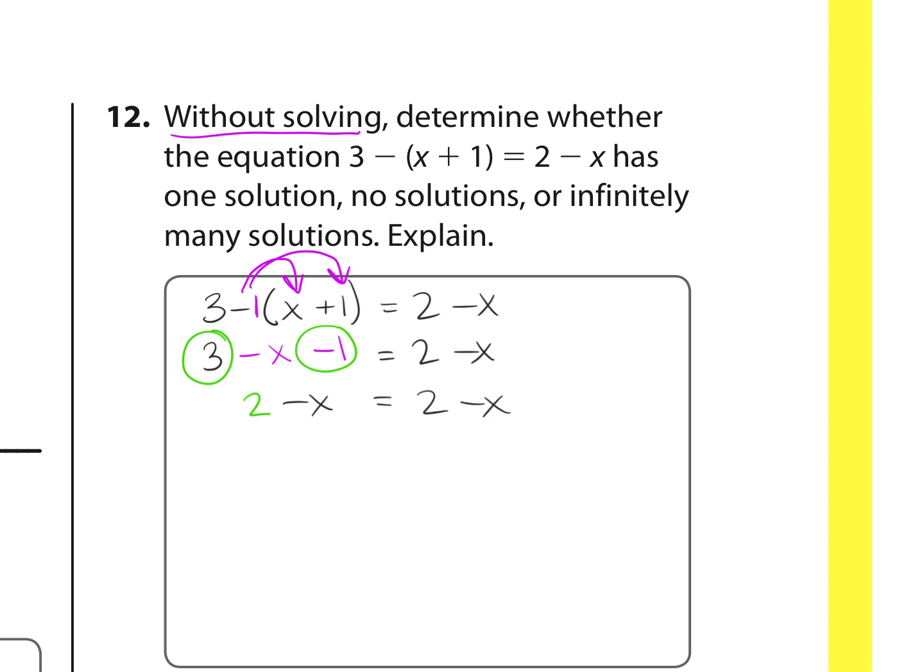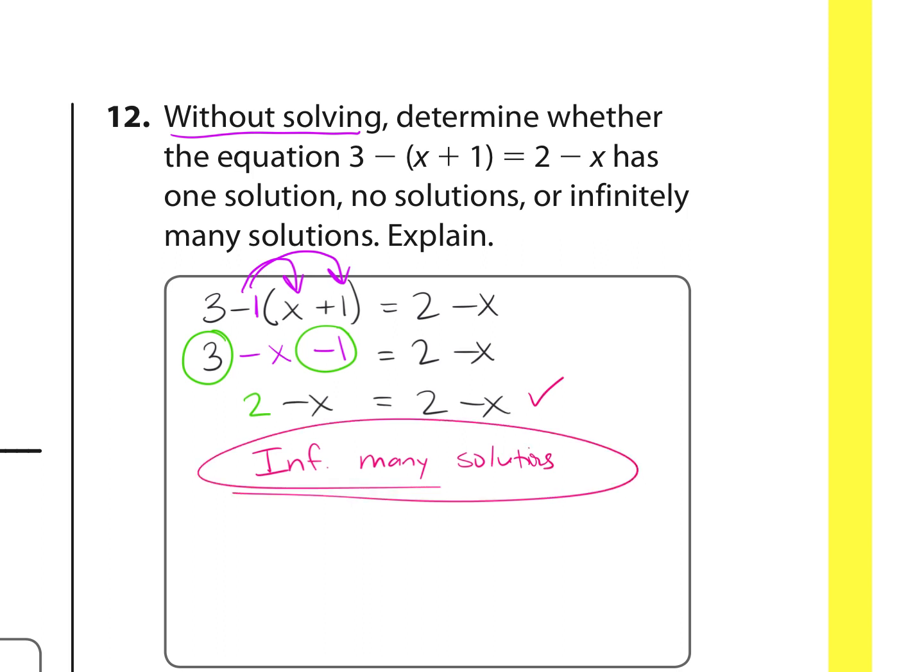Now, I have not fully solved for x, but at this point, the left and right side are the same. This is a true statement. So I can tell at this point that there are infinitely many solutions because the left and right side are exactly the same. They look exactly the same.